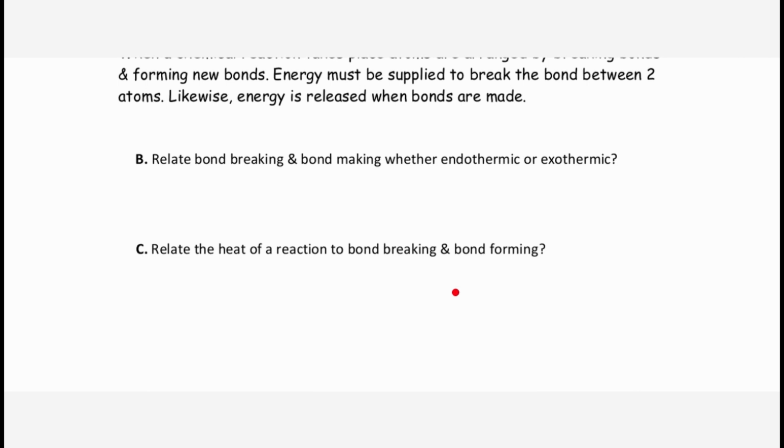In fact, I explained what endothermic and exothermic reactions are in terms of these bond energies. In an exothermic reaction, the energy released when the bonds are made is more than the energy absorbed when the bonds are broken, because any chemical reaction involves bond breaking and bond making. To break the bonds, you have to supply energy. When the bonds are made, energy is released. So if the energy released when the bonds are made is greater than the energy absorbed when the bonds are broken, such a reaction is said to be exothermic.